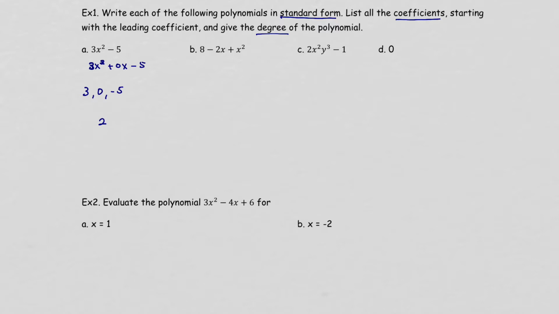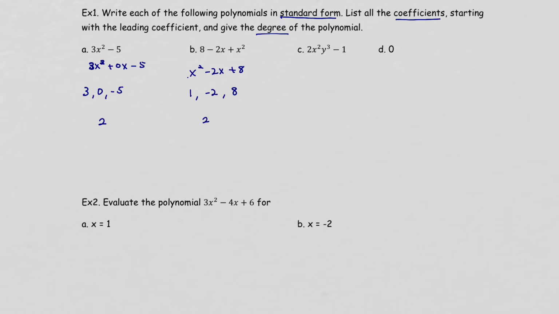Okay, so if we look at the next one, standard form always starts with the highest exponent. You see the square will be the highest, then the first power, and then the constant. So x squared minus 2x plus 8 will be the standard form. For your leading coefficient, if you don't see any number, it means you have 1, right? So 1 is the leading coefficient. Negative 2 is the second coefficient. The third coefficient is 8, and 8 is also the constant. This one, your degree is 2 also.